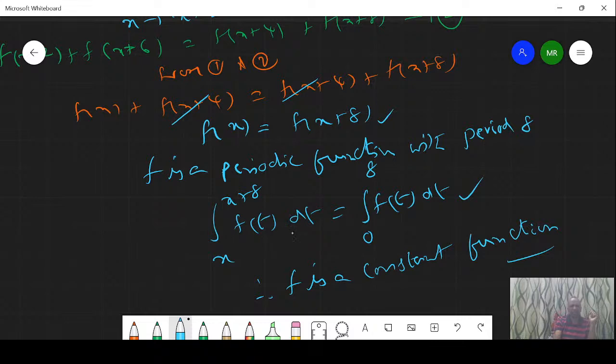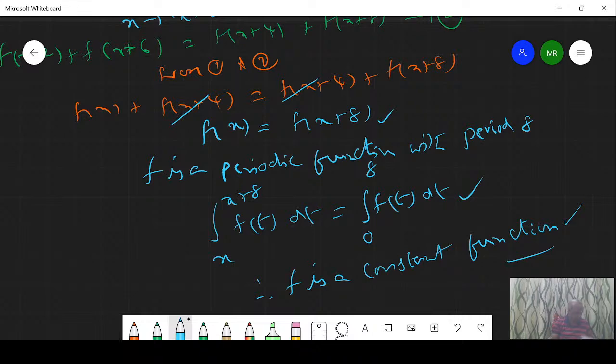Integral x to x plus 8 f of t will become integral 0 to 8 f of t dt. So it gives a constant value. So f is a constant function. Correct? We have done this, right. See the next problem. Now we'll solve the next problem.